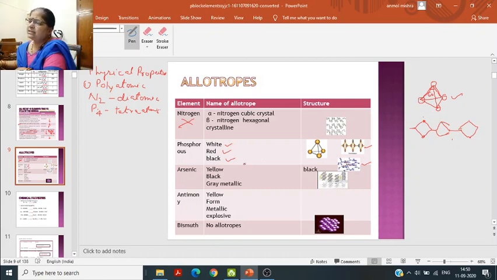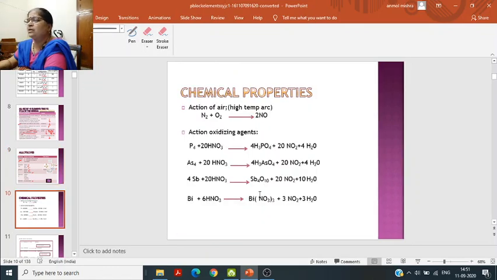Next is arsenic. They also have three allotropes: yellow, black, gray metallic. Antimony: yellow, metallic, explosive. And bismuth has no allotrope. But the only important one is of phosphorus, we will discuss in detail. Now chemical properties of nitrogen and phosphorus, we will study collectively.